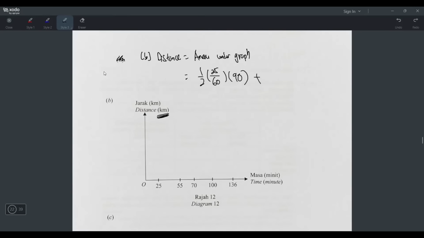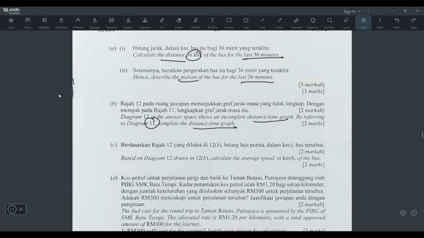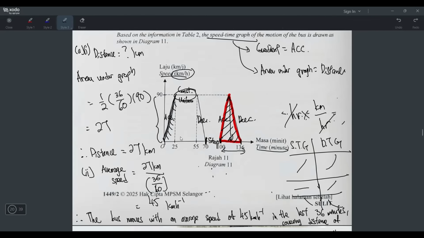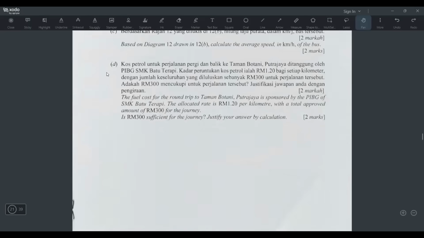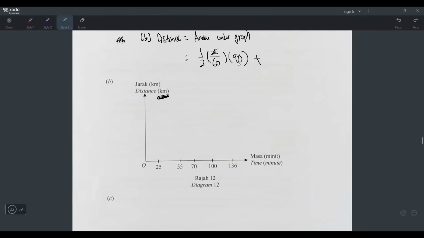Okay, plus with what? The next is the rectangle. So let's go up. Rectangle, okay, this shape right here. So it'll be 55 minus 25, which is 30, and then times 90, right? But the 30 has to be divided by 60 to convert to hours. So the area of the rectangle is 30 over 60 times 90.